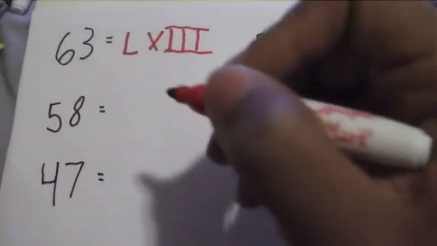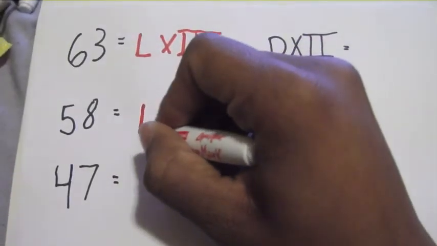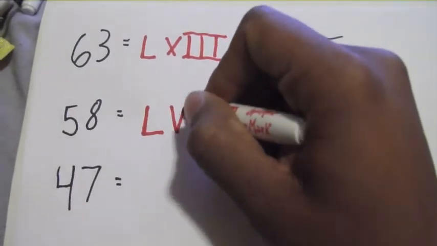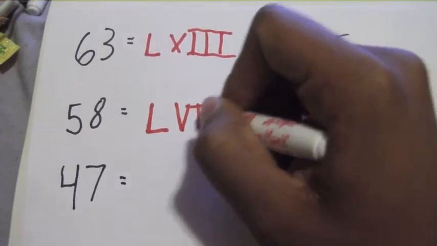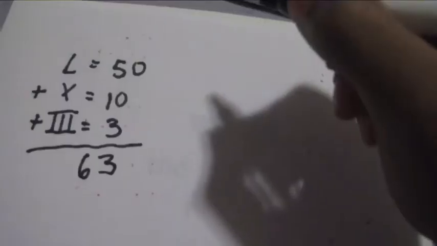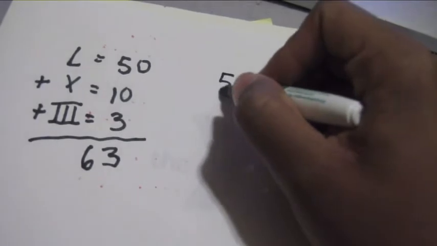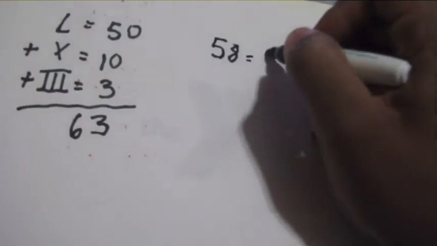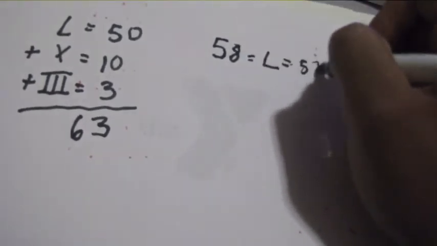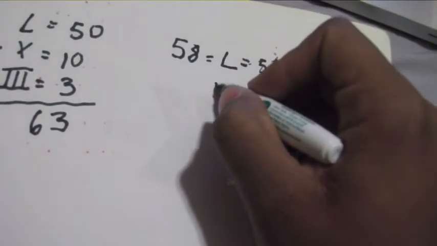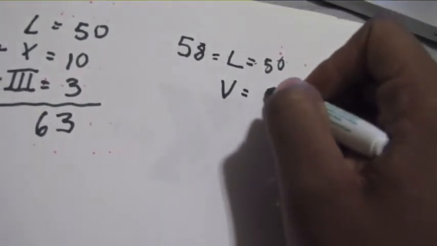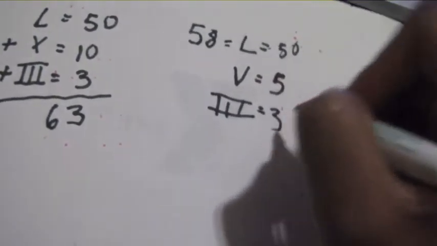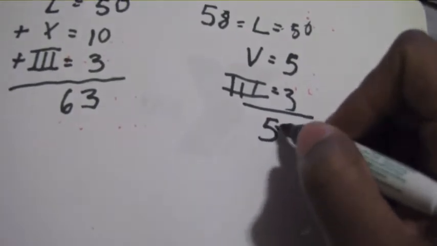So next we have 58. I would write L for 50. 50 plus V, which is 5, and 3 I's makes it 8. I'll go into more detail. One way to get the hang of this is repetition. So we have the number 58. We take 50, which is L. L equals 50. We put V. V equals 5. And 3 I's equals 3. So 50 plus 5 plus 3 is 58.